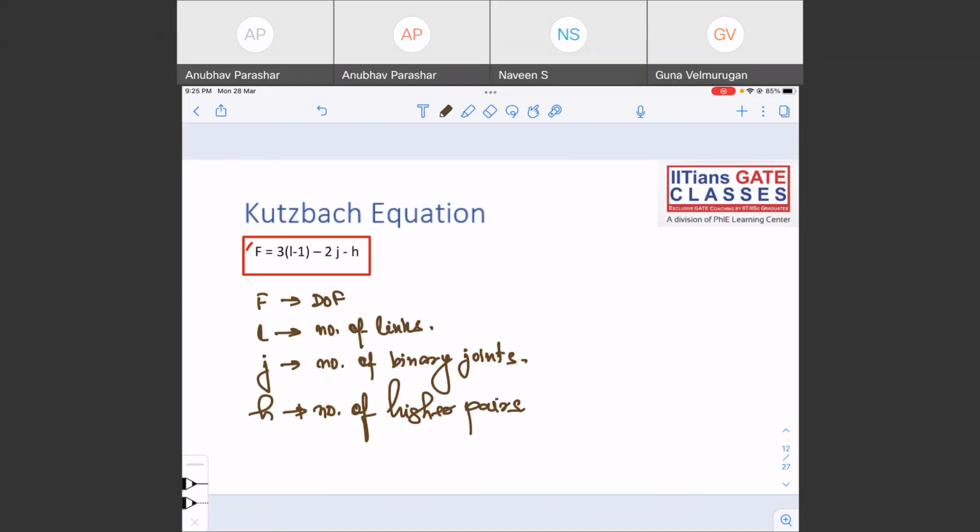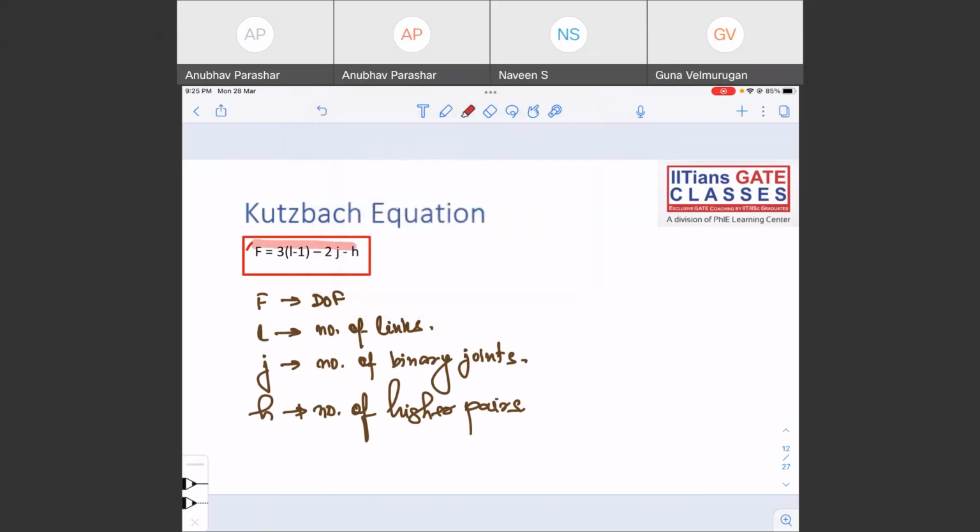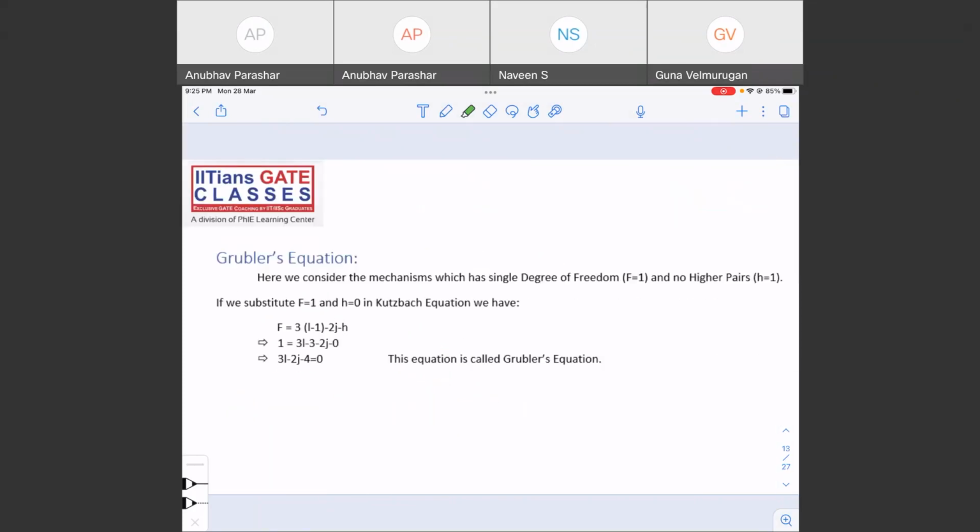Okay, so you have to remember this formula. It is a very, very important formula. Many times questions are asked from this formula. F is equal to 3L minus 1 minus 2J minus H.